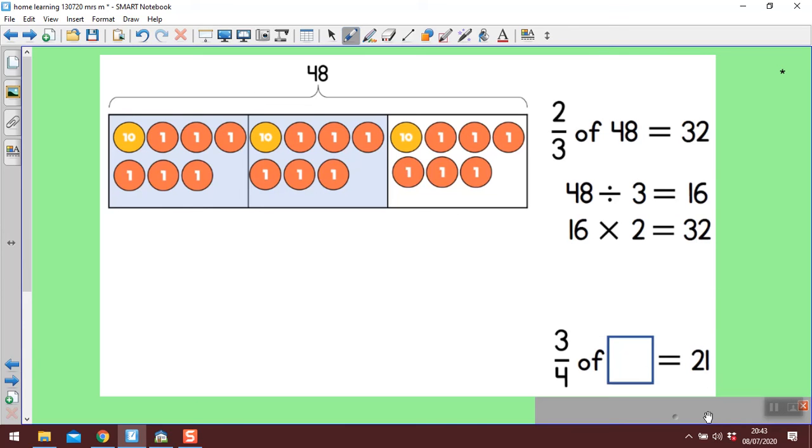Have a look at this one. You need to find 3/4 of something which gives you 21. 3/4 of a number equals 21. Look at what we did here. Think about the relationship between these numbers. Pause the video while you try and work it out.